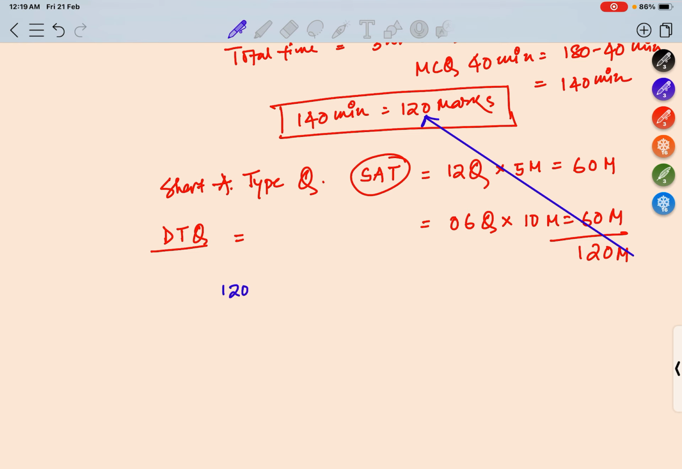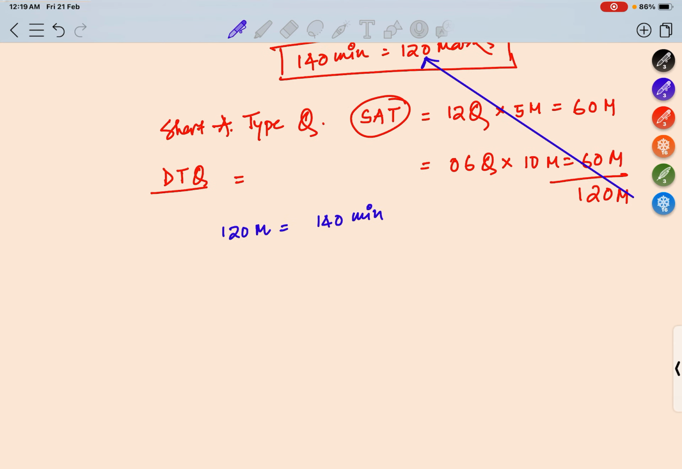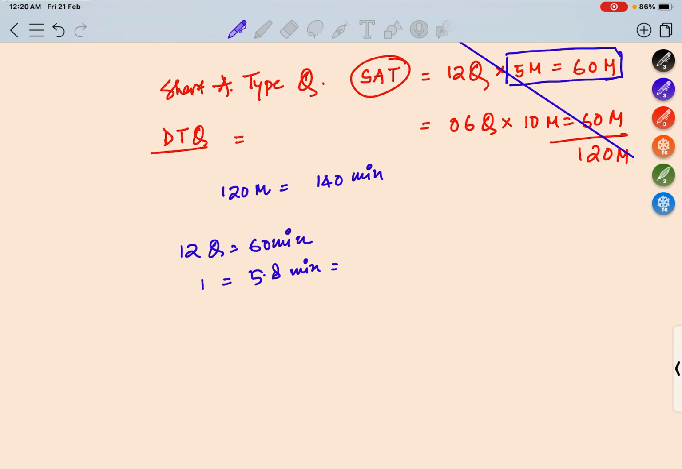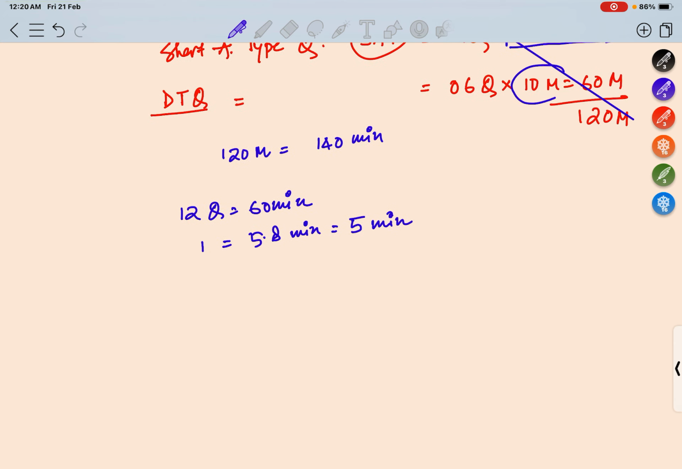Now understand one thing. You have 120 marks for 140 minutes. If we divide this, 12 questions in 60 minutes, so for one question you will get almost 5.8 minutes, but you cannot take 5.8 minutes. You have to take, let's say, 5 minutes. And in the descriptive type questions, 60 marks, 60 minutes.